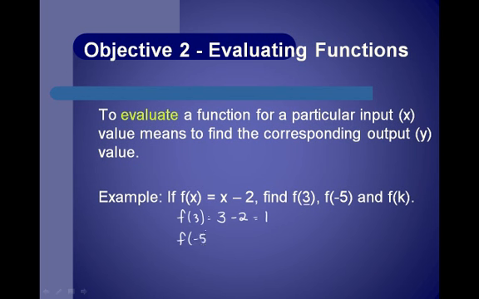f of negative 5 means everywhere you had an x, plug in negative 5. So we get negative 5 minus 2, which would be negative 7. f of k means go into the formula. Everywhere you had an x, plug in k. So in this case, it would be k minus 2.